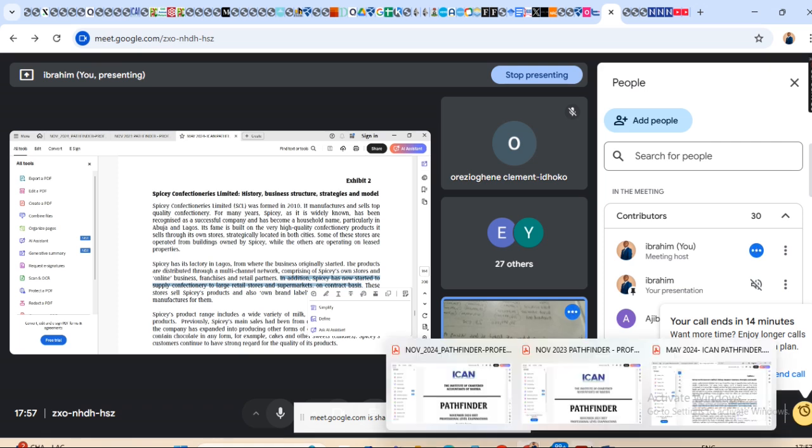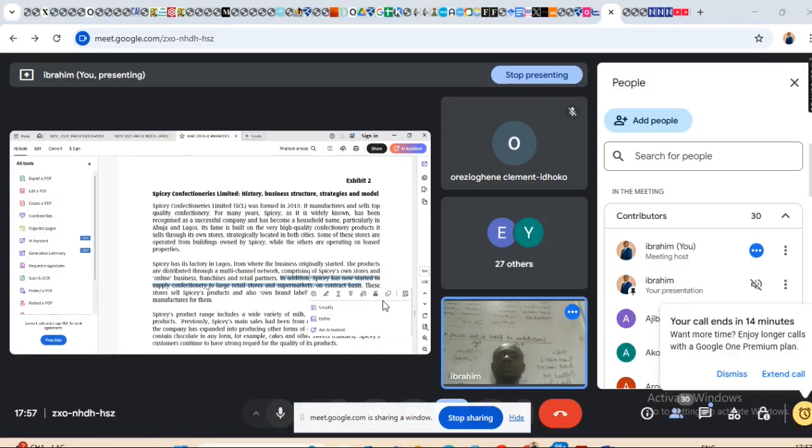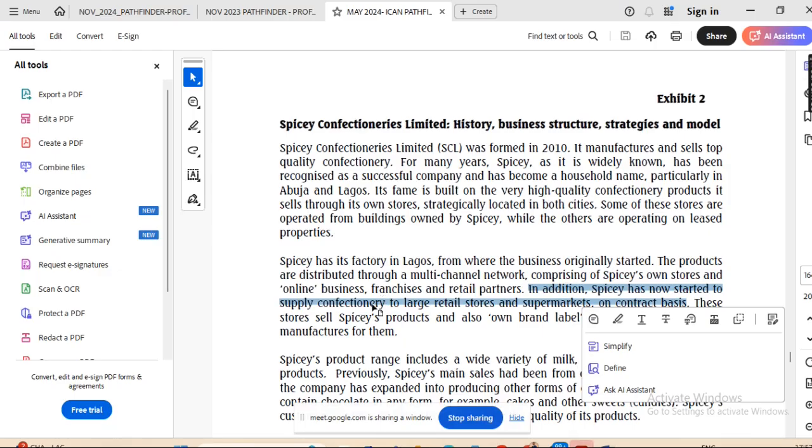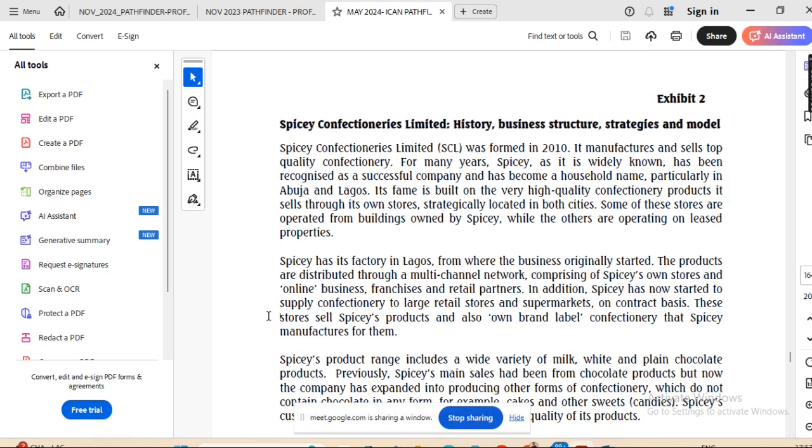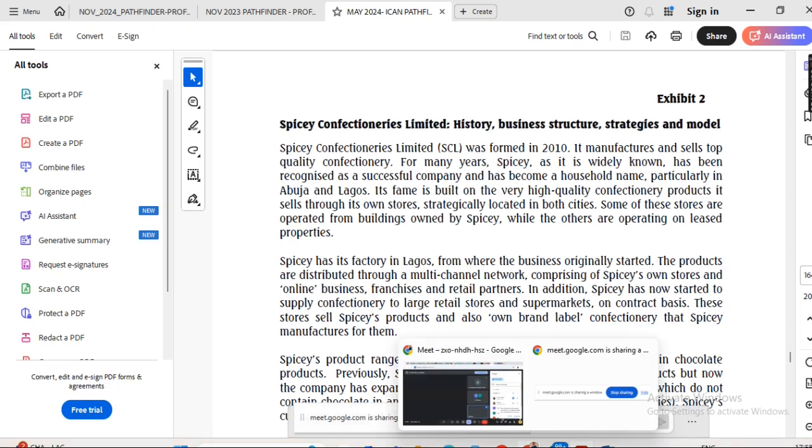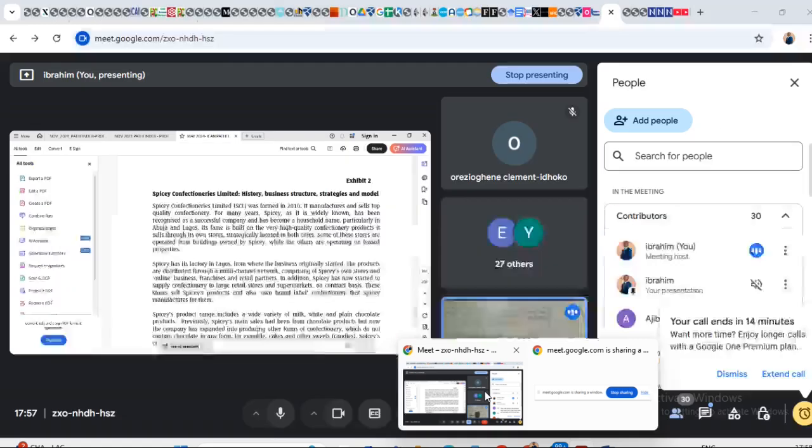Now, we move on. These stores sell Spicy products and also own brand label confectionery that Spicy manufactures for them. Now, this is a product, class.